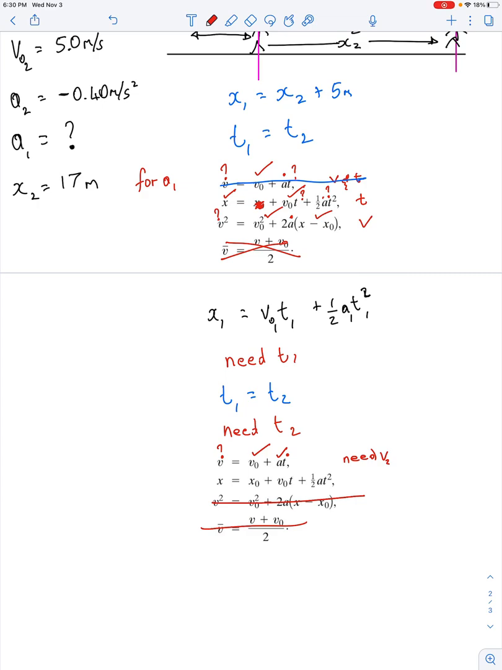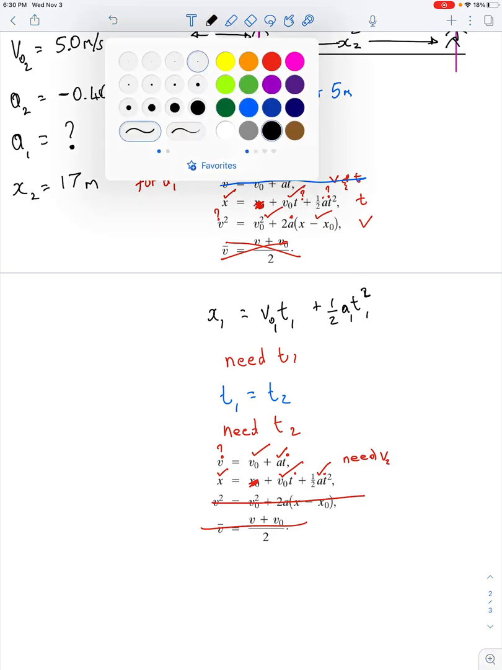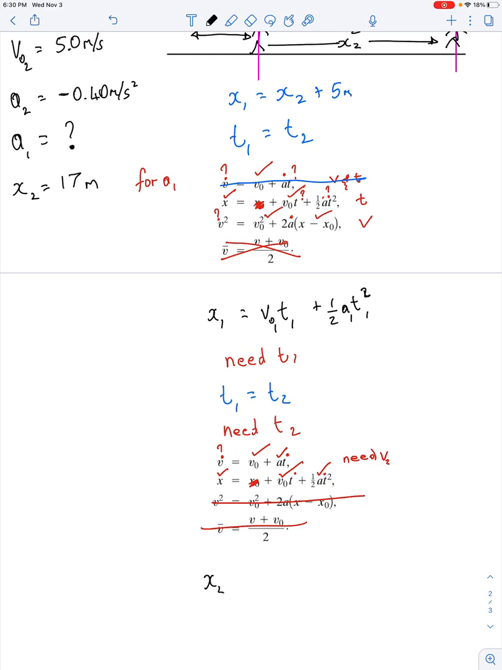So do I have X2? Yes. This is 0. Do I have V02? Yes. Do I have A2? Yes. And I'm looking for T2. Okay, dope. Now, that means I could solve for T2. Clutch. Therefore, X2 is equal to V02 T2 plus half A T2 squared.